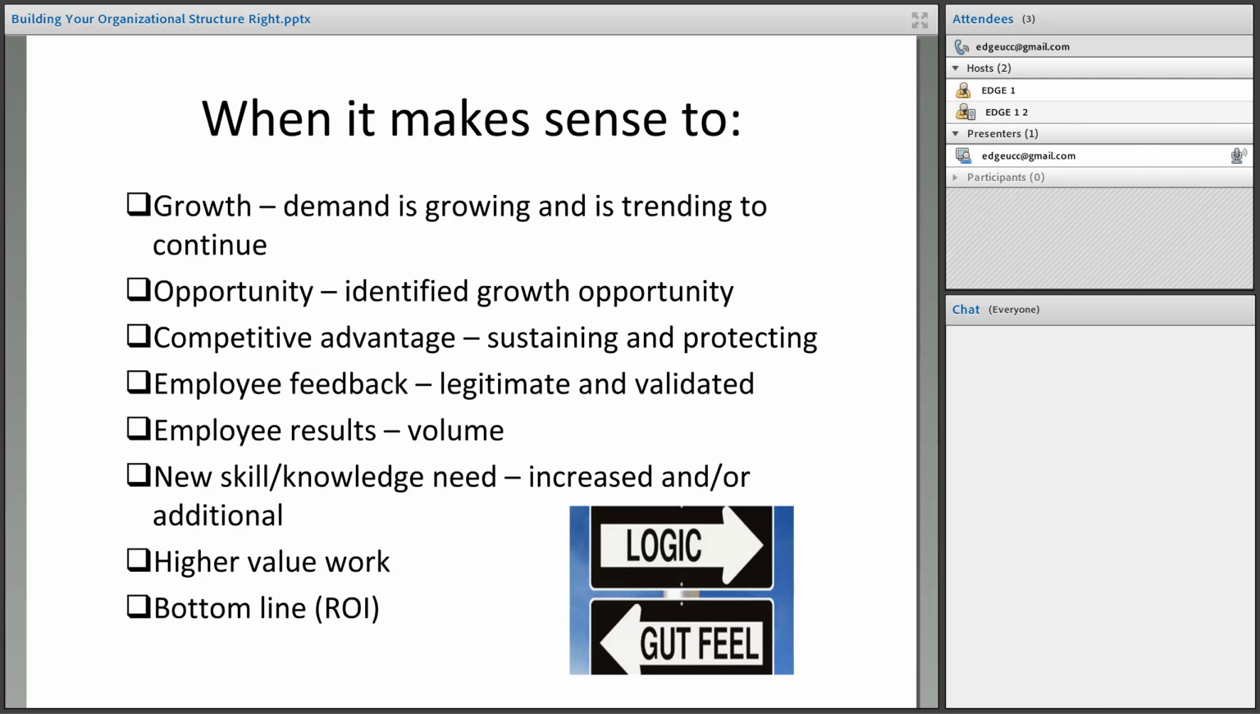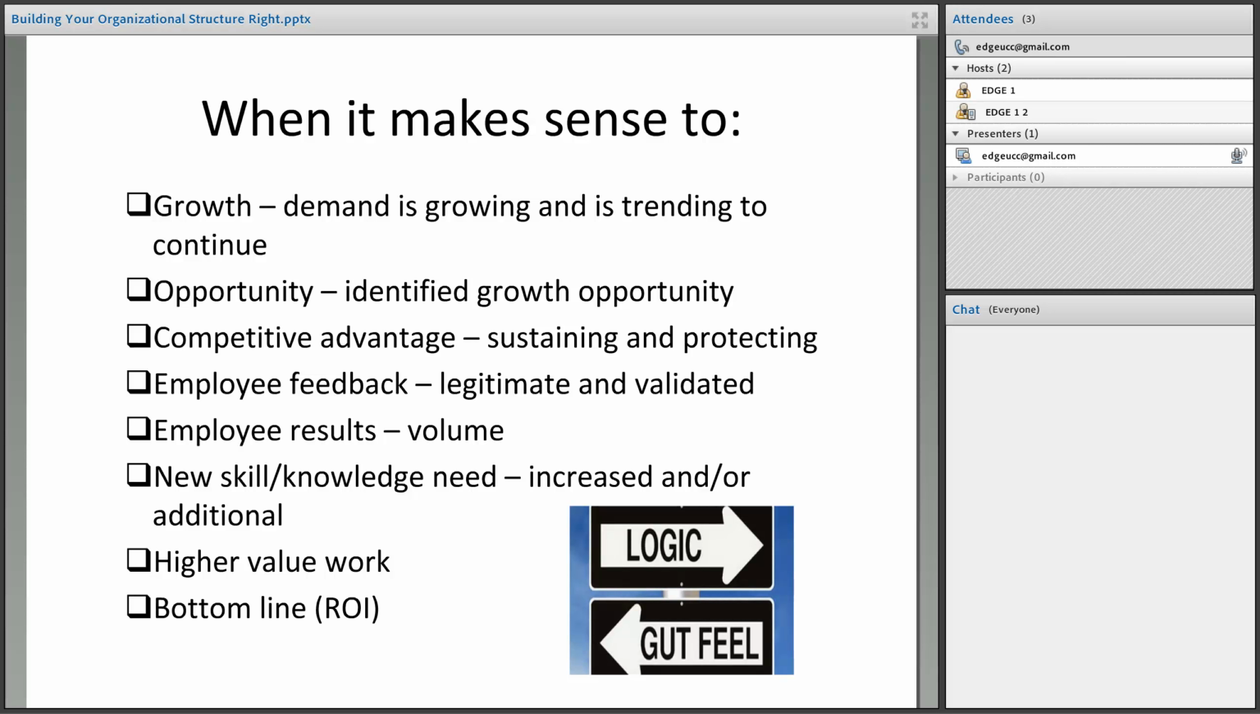So you could also have an opportunity. You are looking and you've identified a new business area, a new channel that you want to get into, and you've done your research and determined that this is an area that you want to grow into. This, of course, would then require roles and resources assigned to be able to fulfill that. So that would be an example of when it makes sense to.